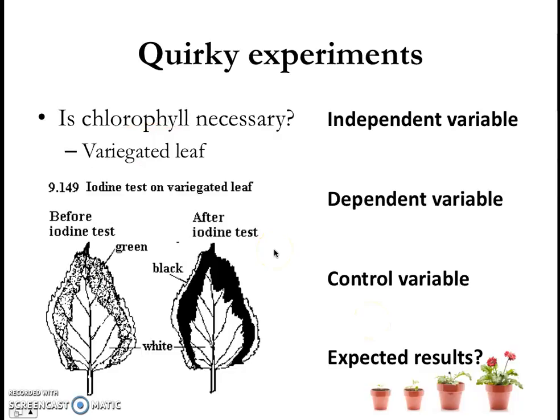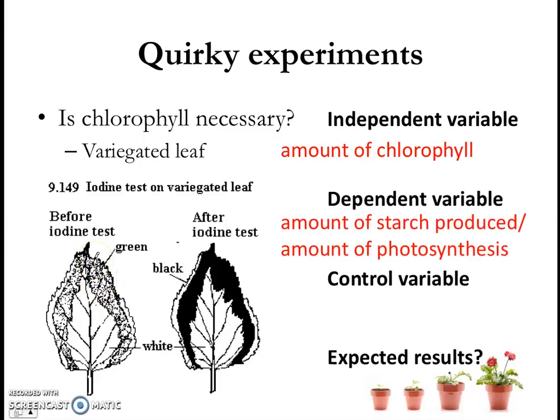Now in this case, the independent variable is the amount of chlorophyll, right? So some parts of the leaf, like this green part, have chlorophyll and the white parts don't have chlorophyll because we're interested in whether chlorophyll is needed for photosynthesis. The dependent variable is the amount of starch produced and the amount of photosynthesis that takes place. The control variable will be things again like, where do we put this leaf? Make sure that all parts of it have an equal amount of light.